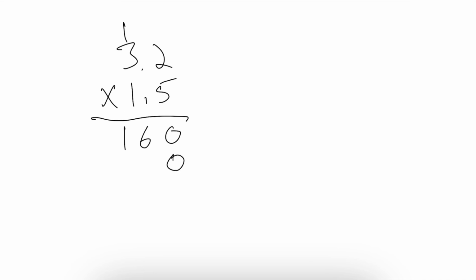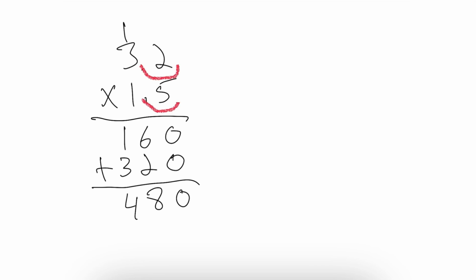We're going to add a 0 here, and then 1 times 32 is 32. We're going to add these together. We have 0, 8, 1 plus 3 is 4. Now, we're going to count where our decimals are in our inputs. So we have 1, 2, 1, 2, add our decimal right there.